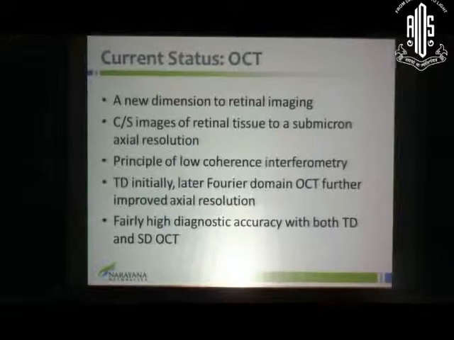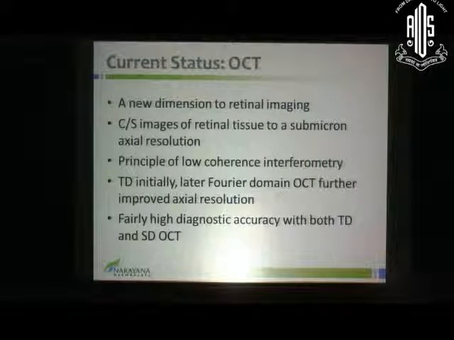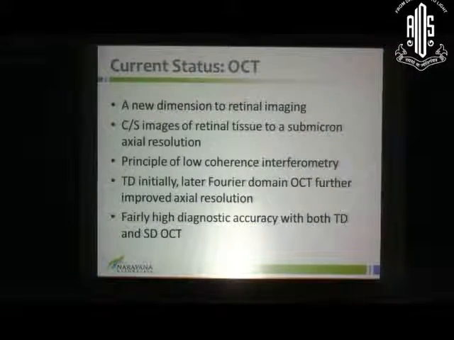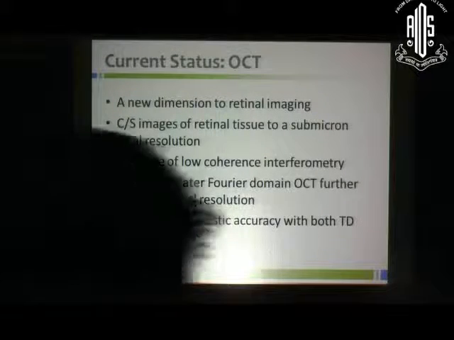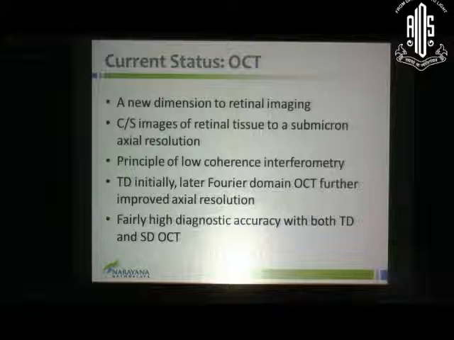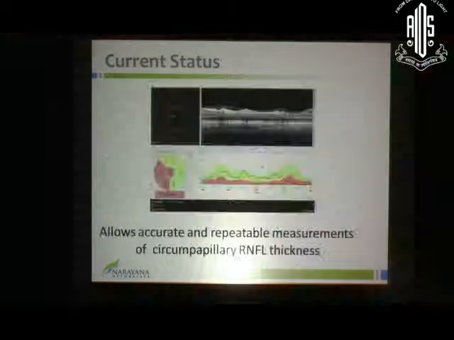Current status with OCT, we know that it has given a totally new dimension to retinal imaging. We obtain cross-sectional images of the retinal tissue to submicron axial resolution. It works on the principle of low coherence interferometry. Initially it was time domain and later on Fourier domain OCT, which further improved axial resolution. We do have a fairly high diagnostic accuracy both with time domain and spectral domain OCT.